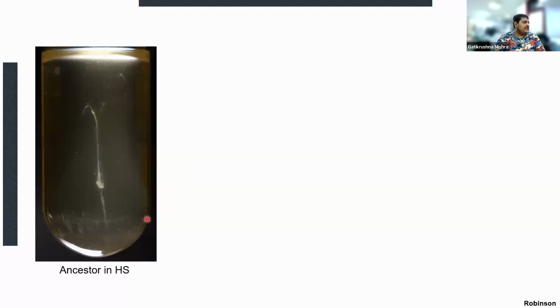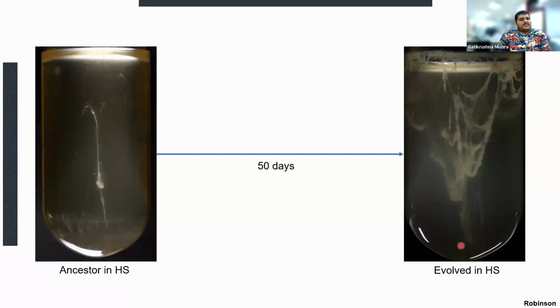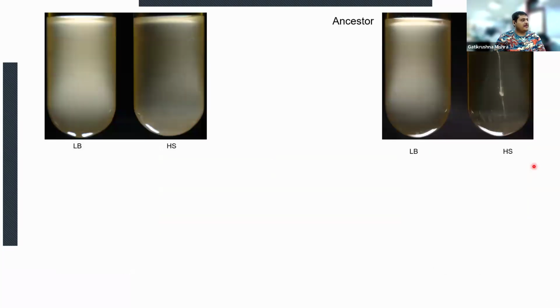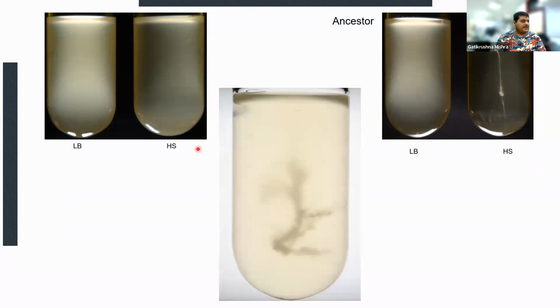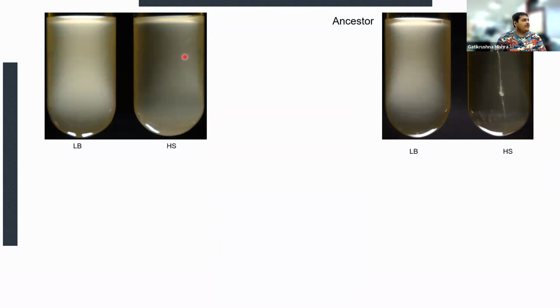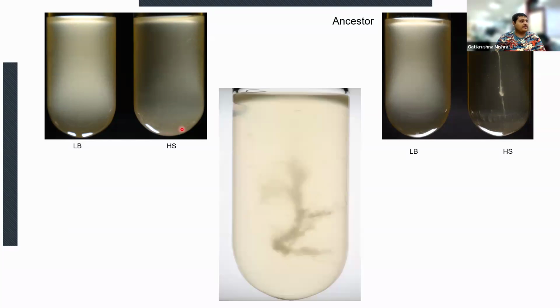The ancestor in high salinity looks like this, and the evolved strain in high salinity is forming even more intricate networks of threads, across replicates. I am yet to take pictures of multiple replicates, but this is how it looks. You cannot see the intricate network structure here because the entire network has sunk down because of its weight. But when you swirl the tube and then click the picture, this is how it looks. So this is basically how we do macroscopy.